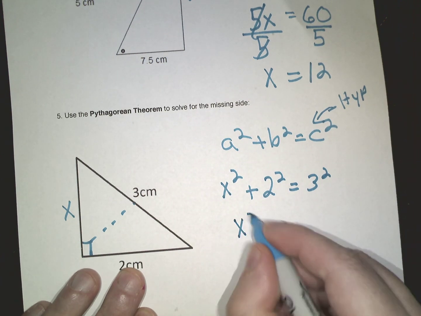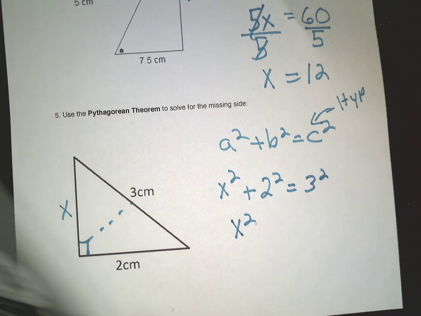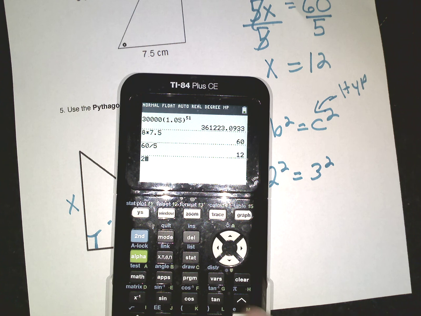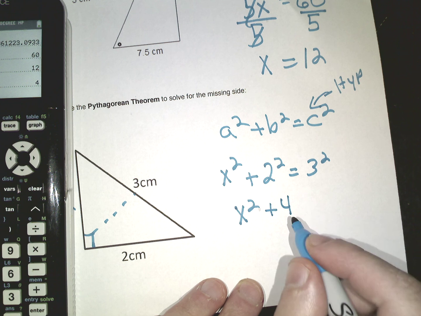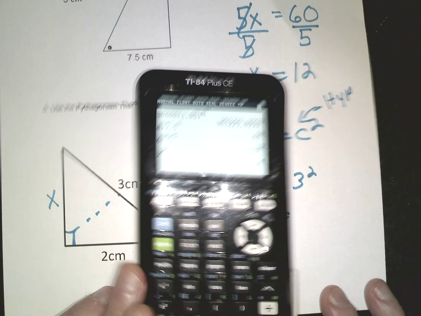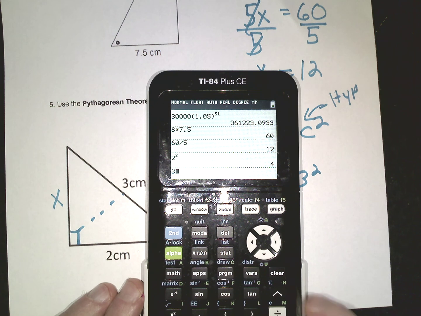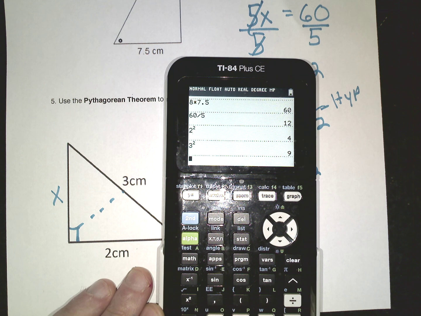X squared I'll leave because I don't know what x squared is yet. 2 squared. Remember, when you're squaring something, it's different than multiplying. In this case, it's 4, but it's not that way. 3 squared is not 3 times 2. It's 3 to the second power, and that's 9.